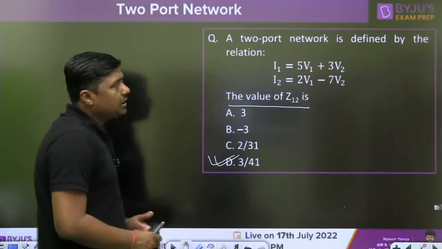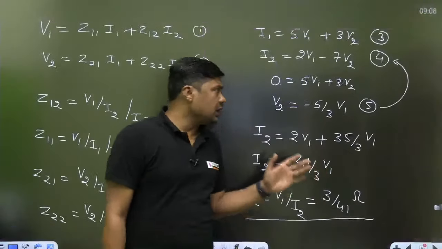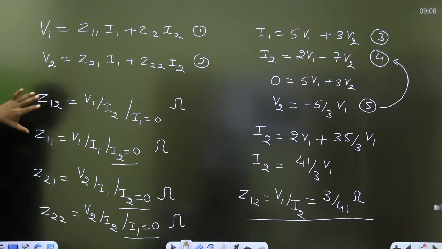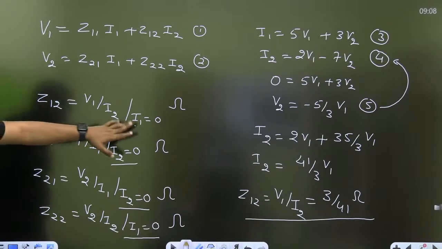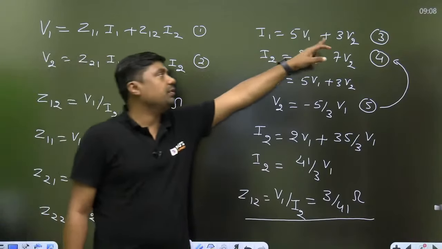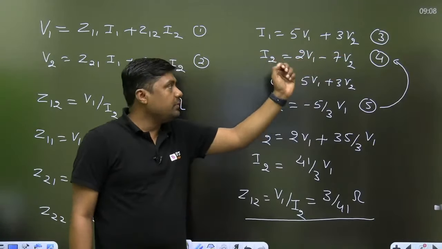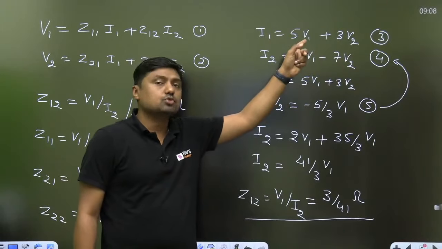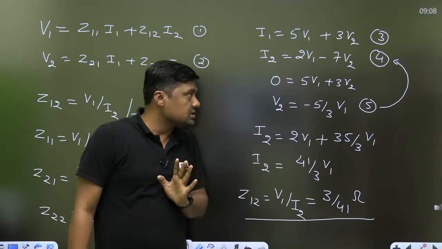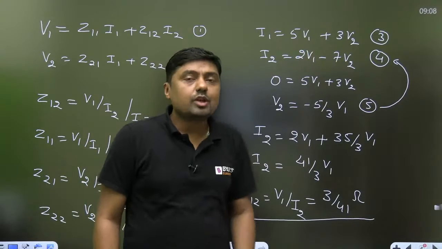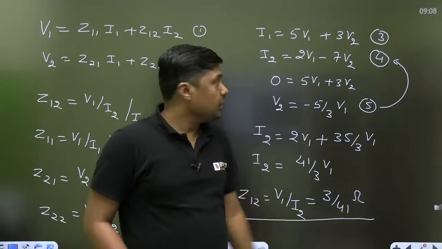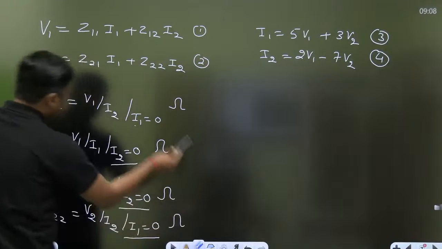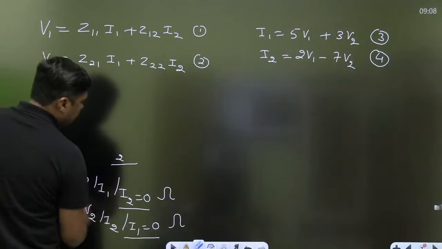Okay, very simple. Simply apply the condition. What is the Z12? Then find the value of V1 by I2 with the condition I1 is equal to 0. Get the relation between V1 and V2. Remove the V2, because we want the ratio of V1 by I2. Then replace the V2 in terms of V1, and you are going to get this answer, 3 by 41. The second approach is too easy, right? Then that is the parameter, my dear friends. So this is the Z parameter.